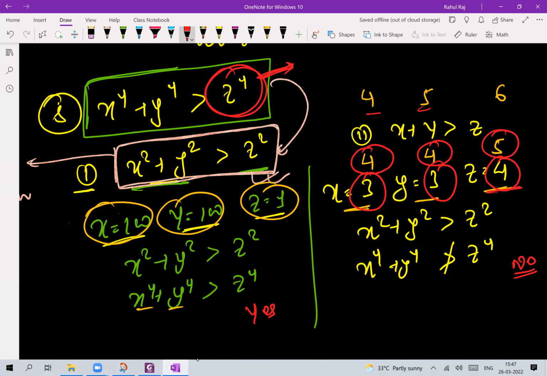Even if you take 4, 5, 6, imagine 4 square plus 5 square is 25 plus 16, which is greater than 36. The statement number 1 suffices. But when I put it into the question, 4 to the power 4 is 256, and 5 to the power 4 is 625. 256 plus 625 will be somewhere around 800 something. This is 6 to the power 4. 30 into 30 is 900, so 36 into 36 will be greater than 900 for sure, no? Agreed?